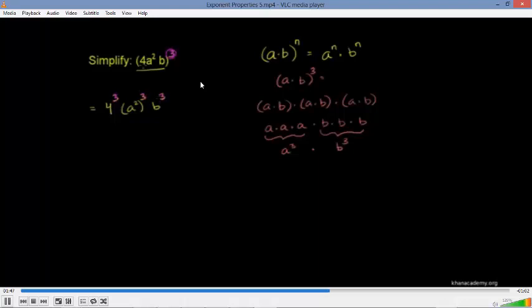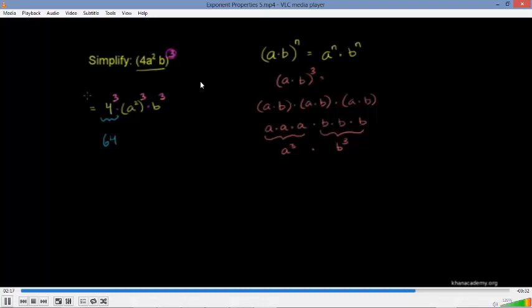I'm just raising, instead of taking the product first and then raising that to the third power, I can take each of the terms in the product, each of the numbers in the product, and raise those to the third power first, and then take the product. So that's what we're doing, and let's try to simplify this. What is 4 to the third power? 4 to the first is 4, 4 to the second is 16, and then we want to multiply 16 times 4. So 4 to the third power, which is 4 times 4 times 4, is 64.